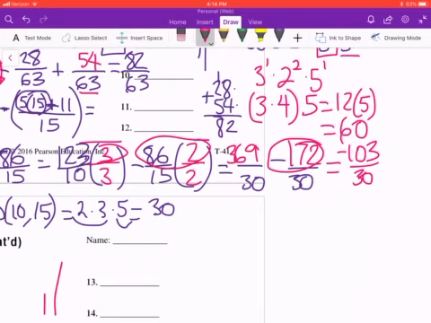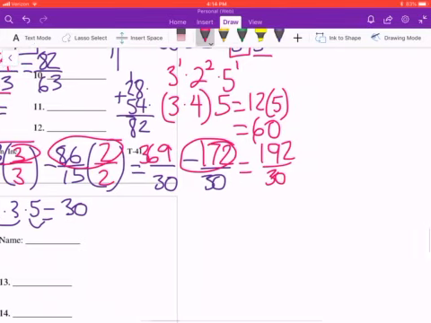369. So now 369 minus 172, that will give us positive 197. So that will be the correct answer. And this one turned into a mixed fraction. If that was part of the question, it would be 6 with 17 over 30.